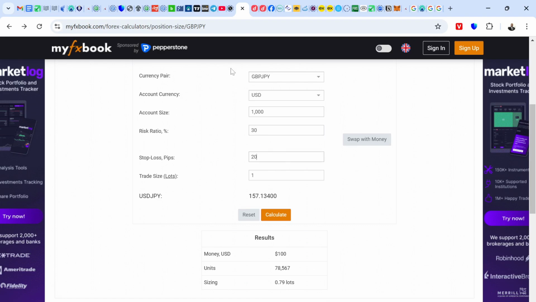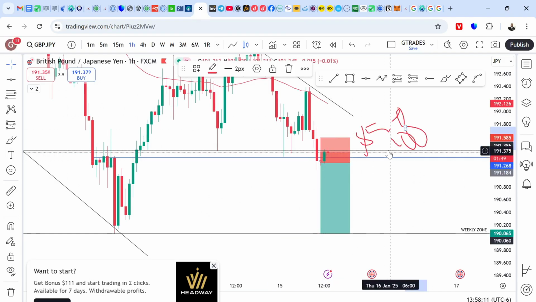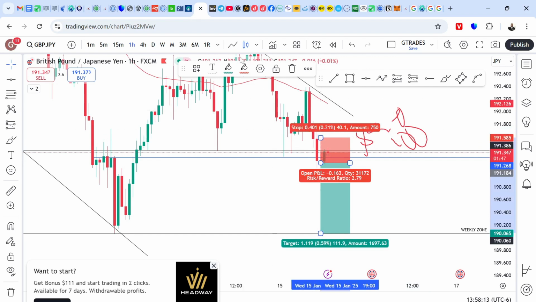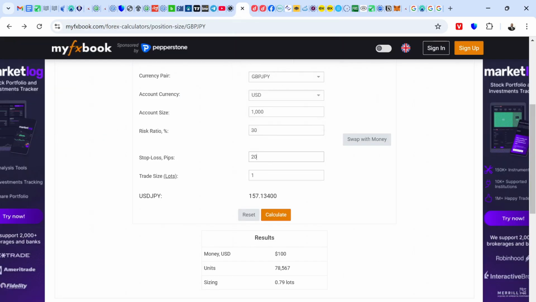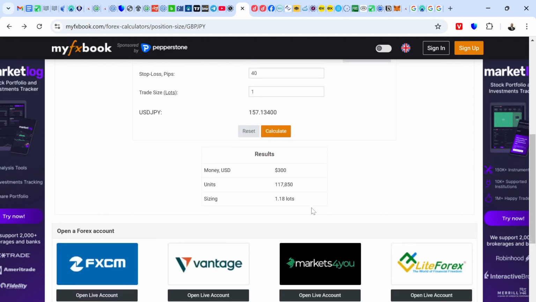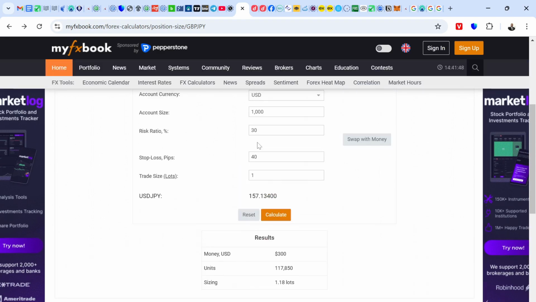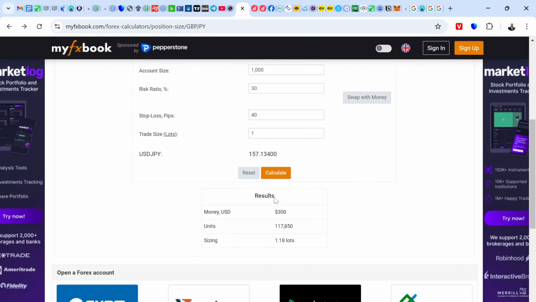And your stop loss here, let's take this for an example. This is 40 pips, right? You come in here, this is where you put your 40 pips. Then you leave the lot size, you don't need to touch it. By default, it comes on by 1. Then you calculate, boom. You can see once I've calculated, now 30% of my $1,000 account is $300. Did you see that?